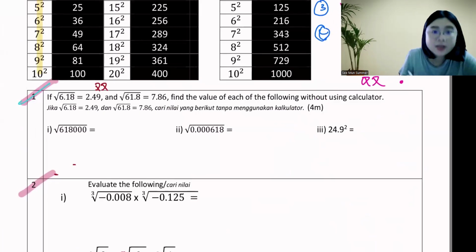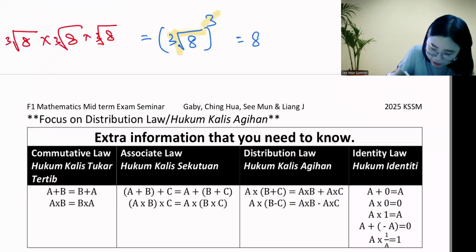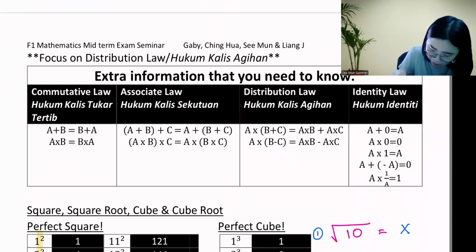So now I'll come to the first question. Okay, remember 2 decimals for root. Now, they give you hints. They give you hints. Okay.